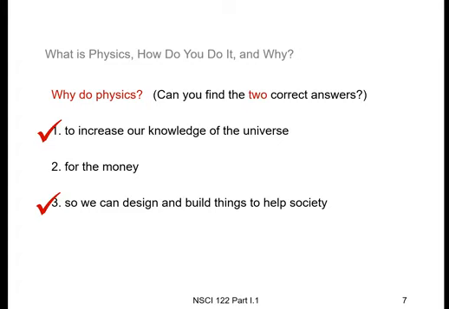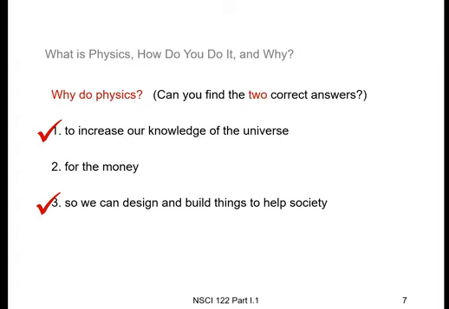Yes, look, it seems like we are curious creatures. We like to know stuff. So one of the reasons we do science, physics, is just to increase our knowledge of the physical universe. It seems like we like to know stuff. We like to learn more and more. And one of the benefits of gaining that knowledge is that we can actually help society through engineering, designing things, right? Designing technology, having technological innovations with these models that we've developed, okay?